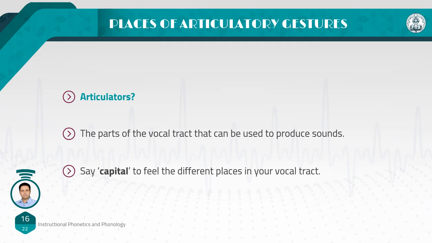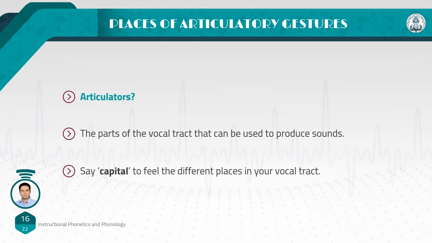Try to say the word capital and feel the different places in your vocal tract. Say capital and concentrate on the way you move your tongue, the way you use your lips, the way you use your teeth. Capital. When you want to make the sound k, you use the back of your tongue. Capital. When you want to say p, you use both lips. Capital. When you want to say t, you use the tip of your tongue.